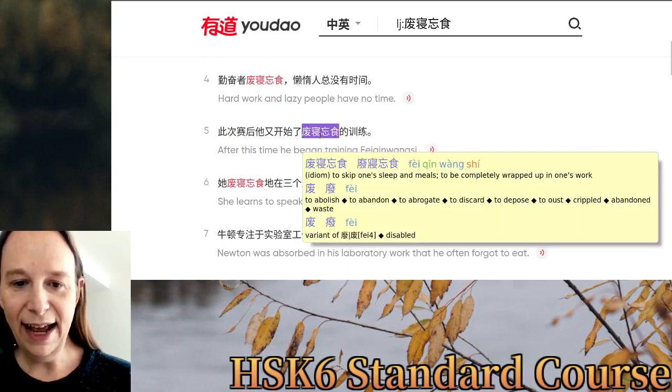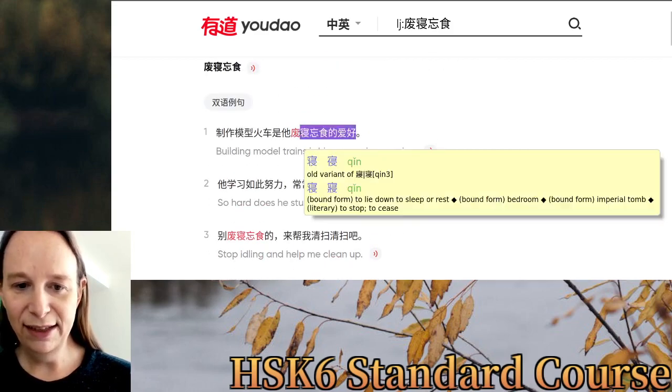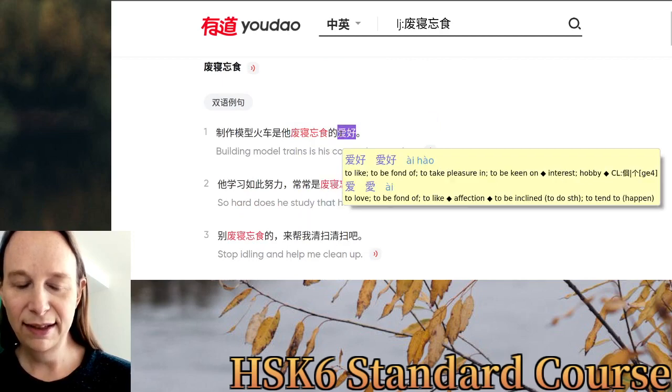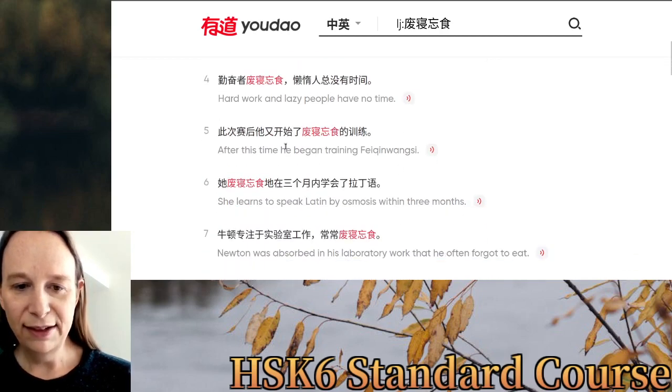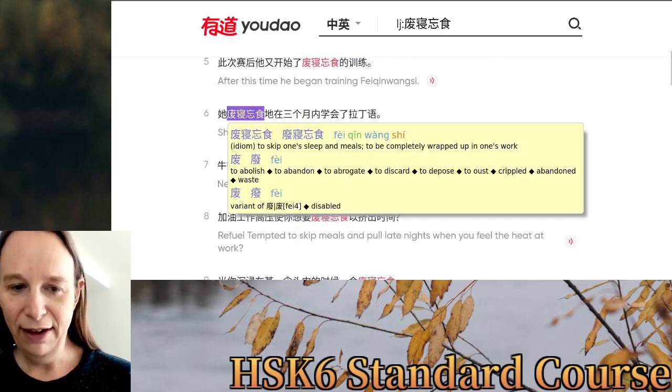No, it's being used as an adjective to describe this. So that would mean this is also being used as an adjective to describe this. So it's used as an adjective. Here it's used as an adverb.